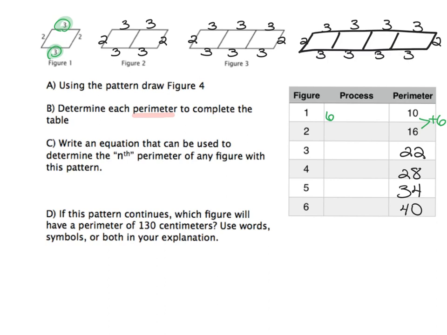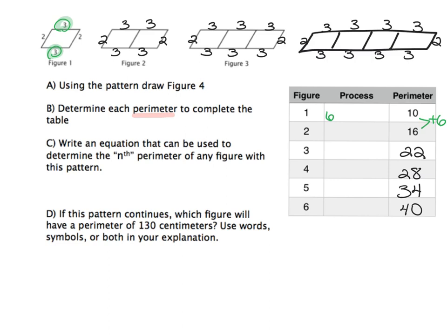This 6 gets multiplied by the number 1. We also will add in the 2 other edges, 2 plus 2, which add 4 to the perimeter. This process will get repeated for each of the figures. The only number that changes is the figure number. We can see in figure 2, we're multiplying 6 once and 6 twice, plus the 2 ends of 4.